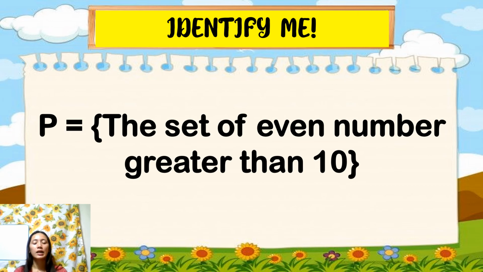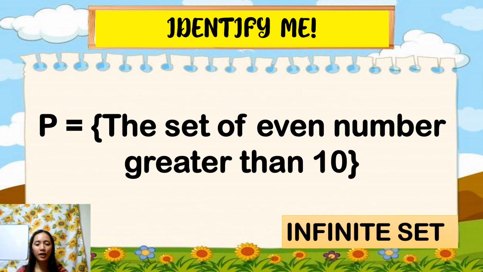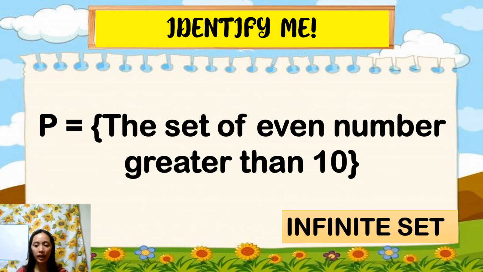Okay, next, set P is the set of even numbers greater than 10. So what kind of set is being illustrated? Okay, very good. That is an infinite set. We can identify those even numbers greater than 10: 12, 14, 16, 18, 20, 22, 24, 26, and so on and so forth. So that is infinite, since we have an unlimited number of elements.